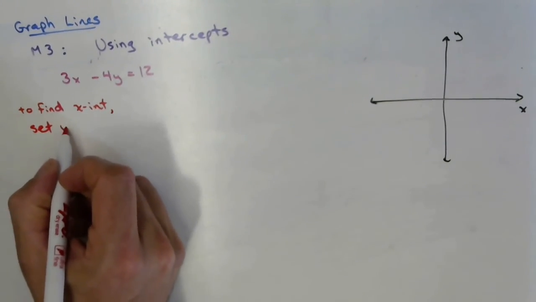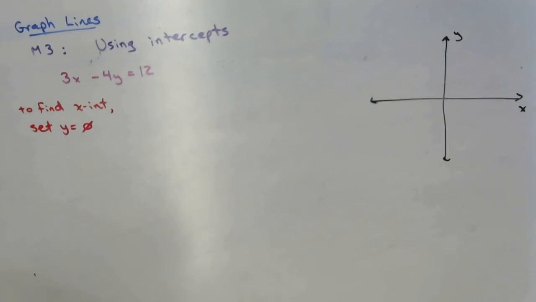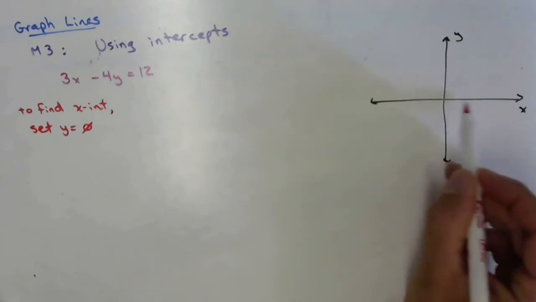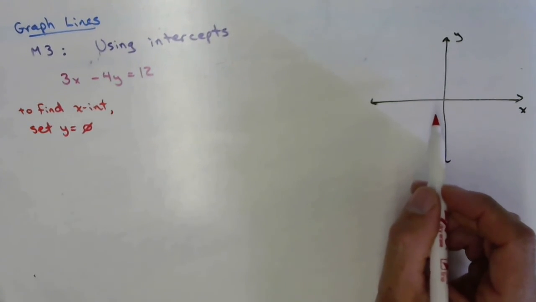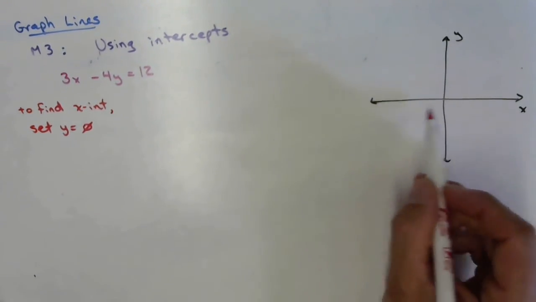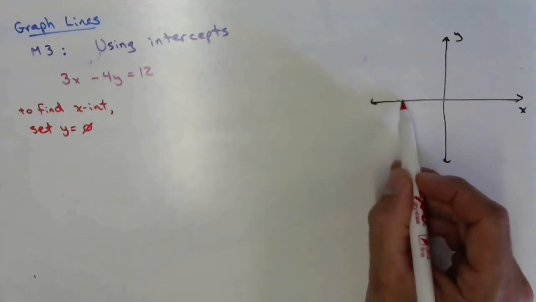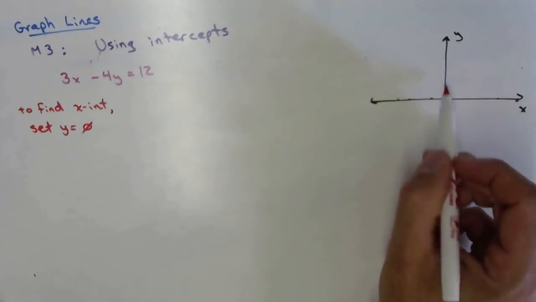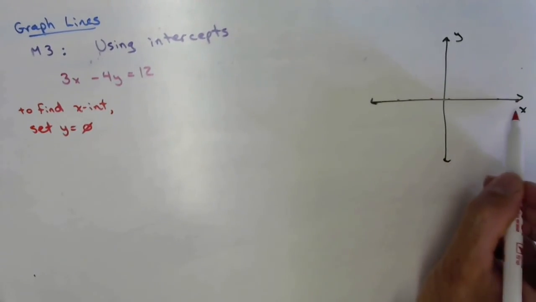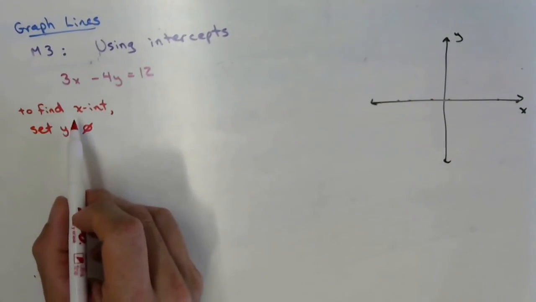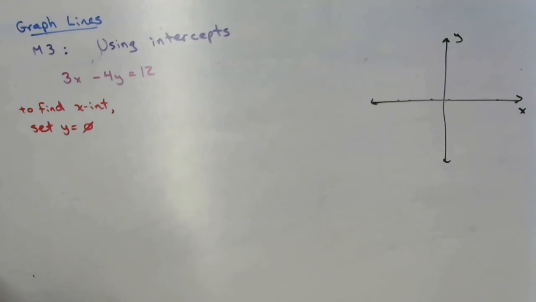Set y equal to 0. Okay? I know that where the line crosses the x-axis, the y-coordinate will have to be 0 because that's the definition of the x-axis. Every single point along this line, y is 0. Y hasn't moved down or up. It's just right here. Y is 0. Okay? So if I want to find the x-intercept, I'm just going to set the y equal to 0.